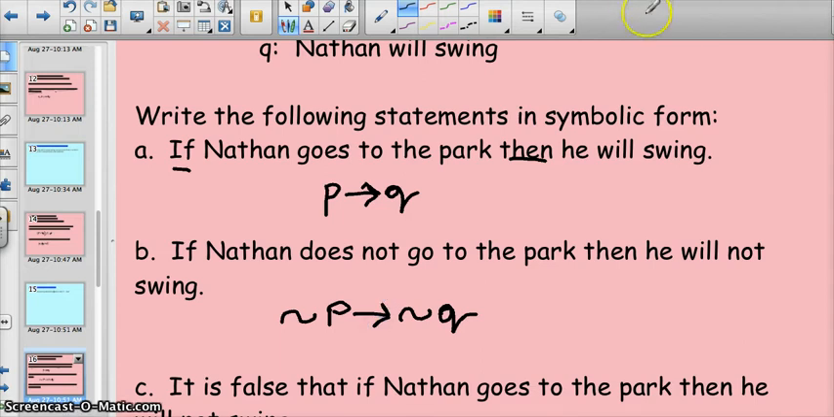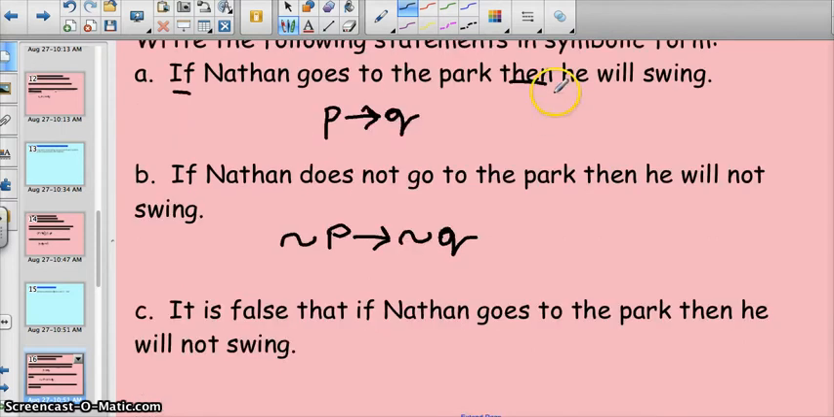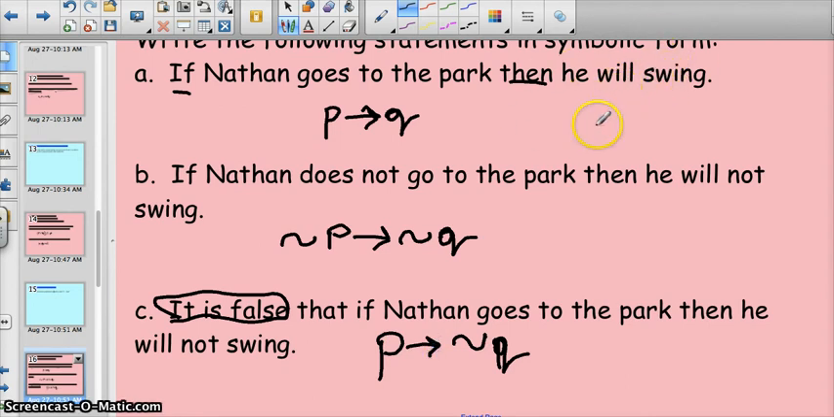The last one is very, very tough, so I want you to take a look at this for a second and see if you can figure it out. It says, it is false that if Nathan goes to the park, then he will not swim. This is the part that's going to mess with you. So I'm going to do this part last, okay? I'm going to ignore that here, and I'm just going to go, if Nathan goes to the park, then he will not swim. Well, Nathan goes to the park is P, not swimming is negation of Q, and if-then is that symbol. That's how we would say if Nathan goes to the park, he will not swim.